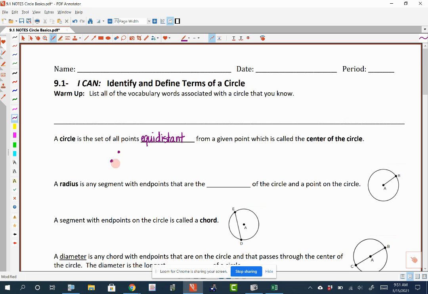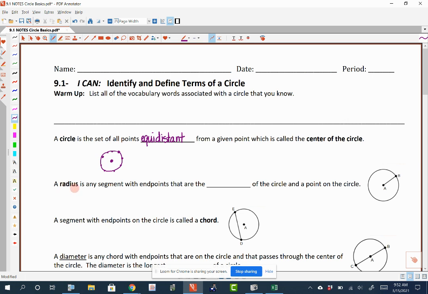And if I copied that same length from the center in all different directions, I start to create a pattern of the same distance, that equidistance from the center of a circle. Now, if I was really good at drawing, that would have turned out a little bit better. And when we connect all those, we end up with a circle. So again, that circle is a set of all points from that center that are equidistant.